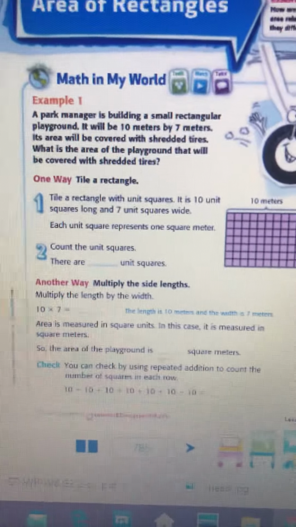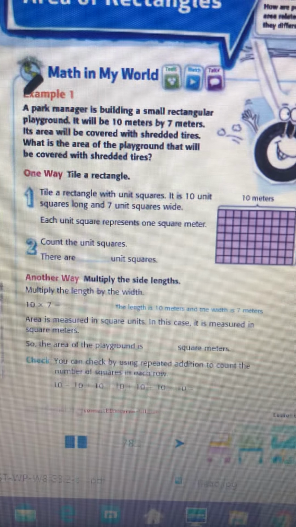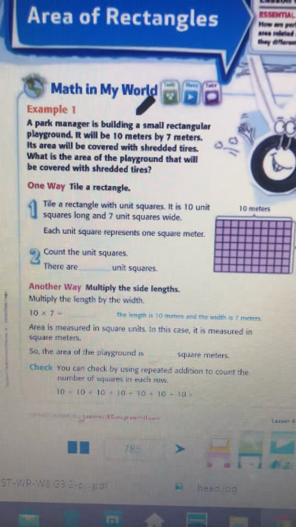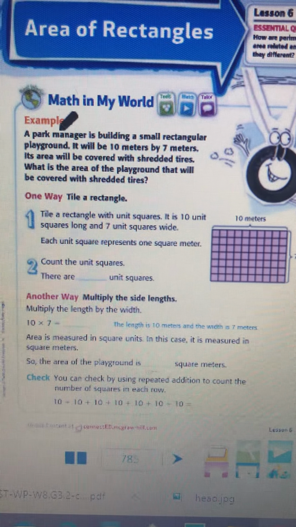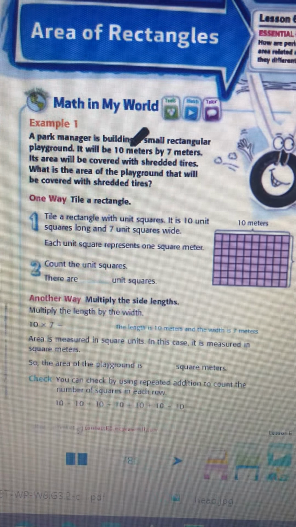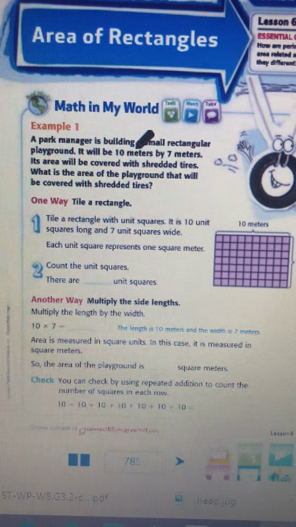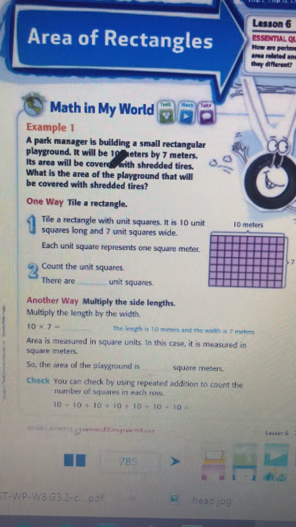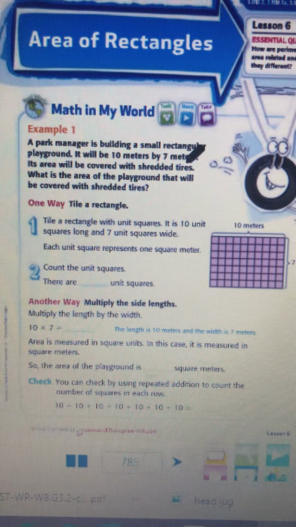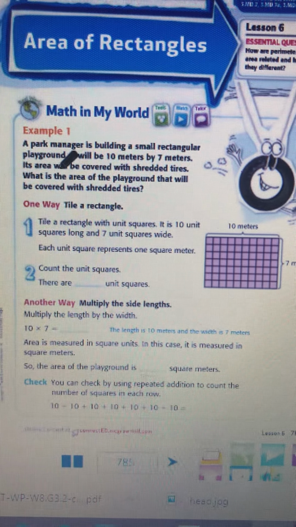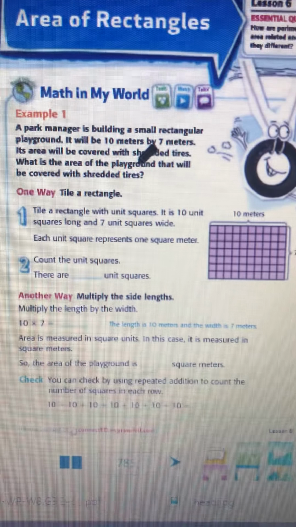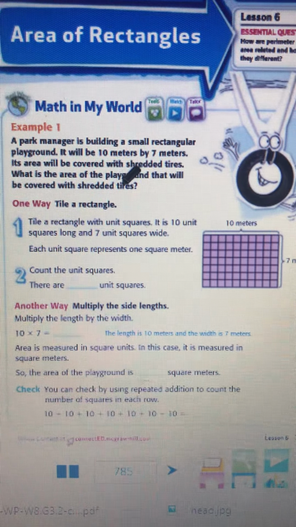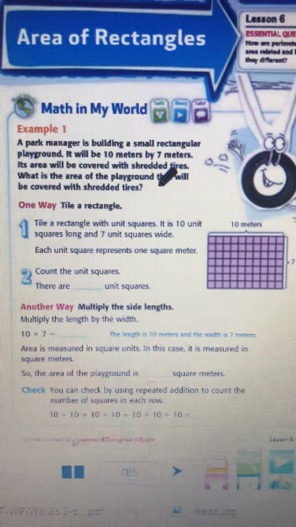Okay? So for example, a park manager is building a small rectangular playground. It will be 10 meters by 7 meters. Its area will be covered with shredded tires. What is the area of the playground that will be covered with shredded tires?